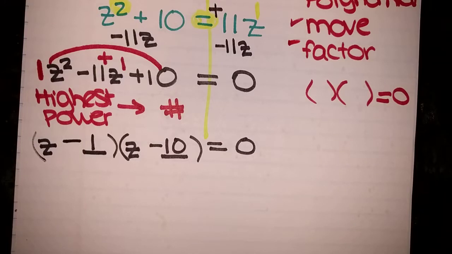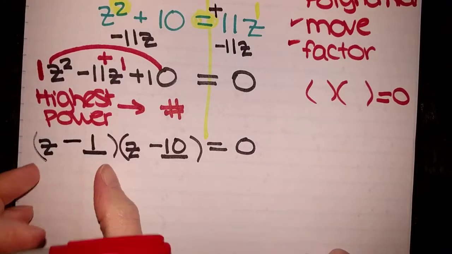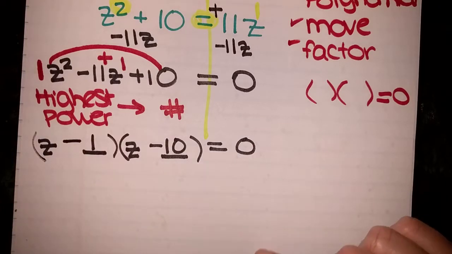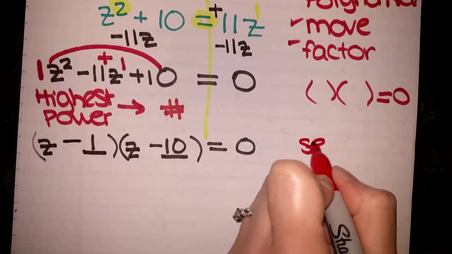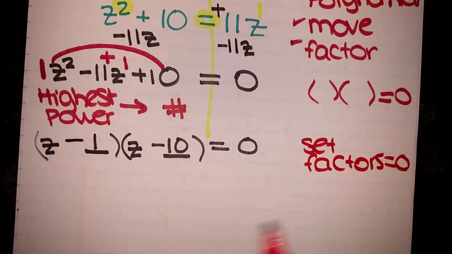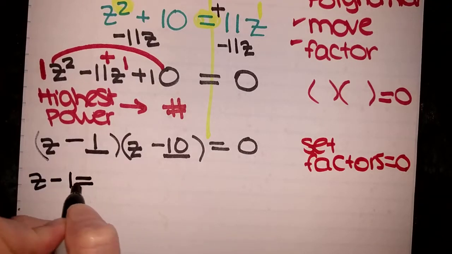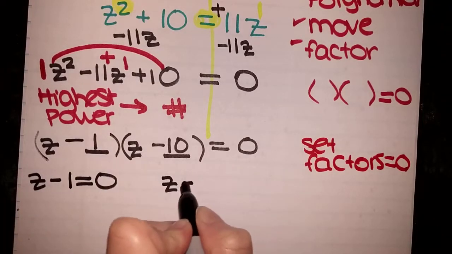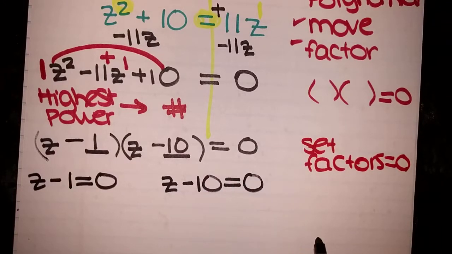And the great thing is we're trying to take this thing apart. So it's getting more and more taken apart here. Now we have 2 sets of parentheses. So we can set each of these factors equal to 0. So we will have z minus 1 equal to 0, and then z minus 10 equal to 0.